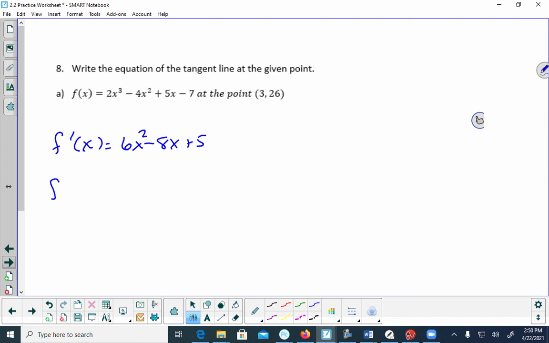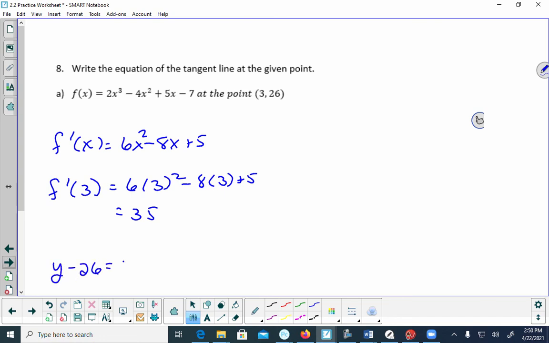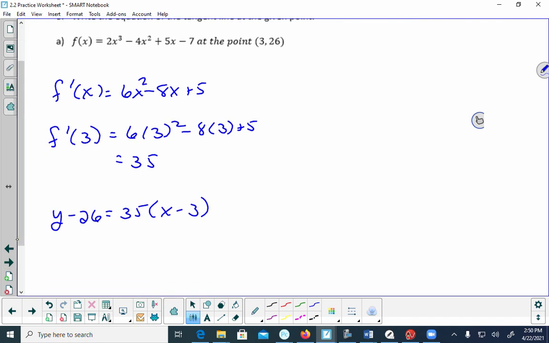I want to find the slope when x is equal to 3. So I'm substituting in 3, and when I do that, I end up with 35. So that's the slope of my line. Then I'm going to do point slope. I'm going to say y minus 26 is equal to my slope times x minus 3. And when I work that out, I get y is equal to 35x minus 79.